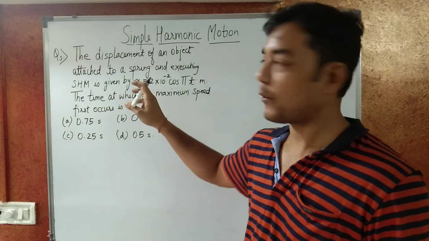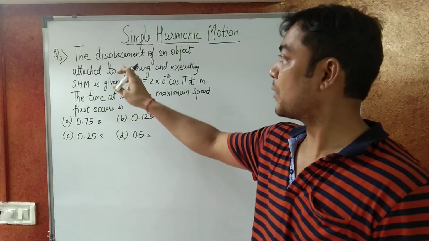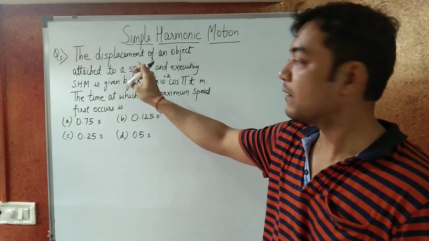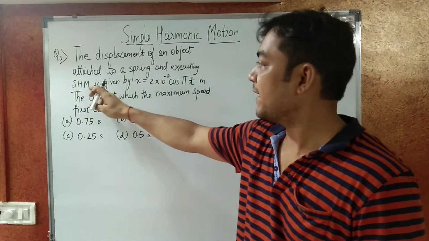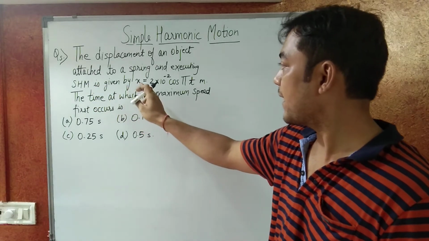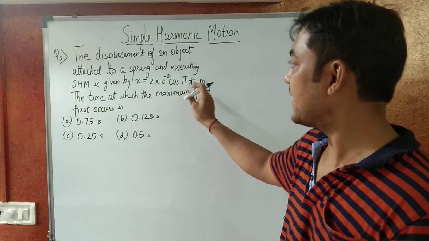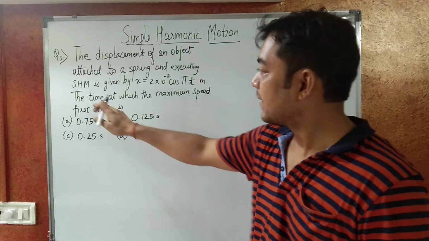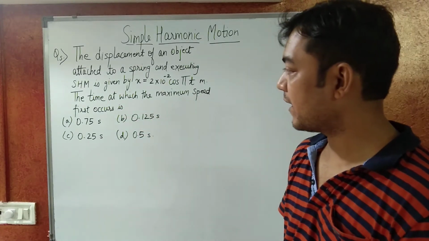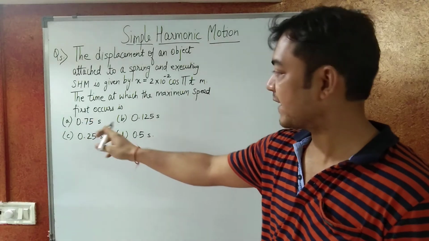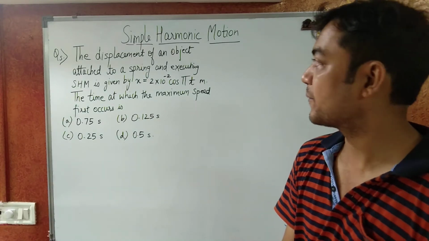We will be doing numericals based on simple harmonic motion. What is the question? The displacement of an object attached to a spring and executing SHM is given by x equal to 2 into 10 to the power minus 2 cos pi t meters. The time at which the maximum speed first occurs. These are the options: 0.75 seconds, 0.125 seconds, 0.25 seconds, and 0.5 seconds.